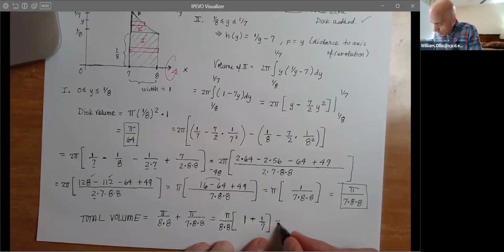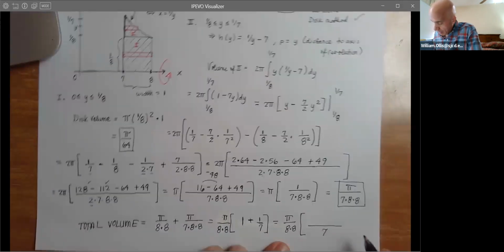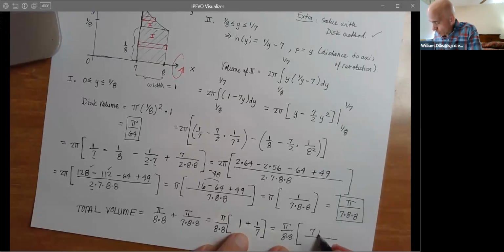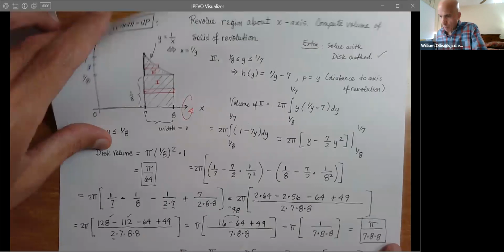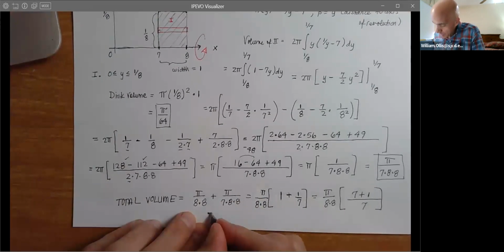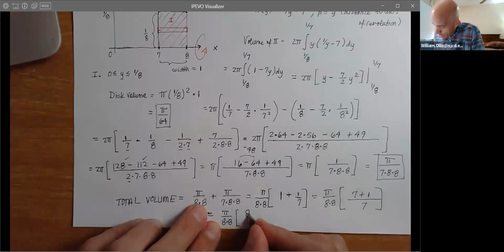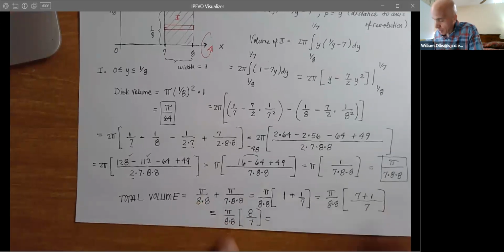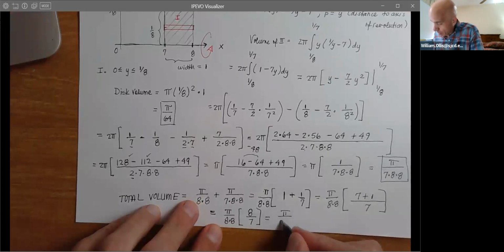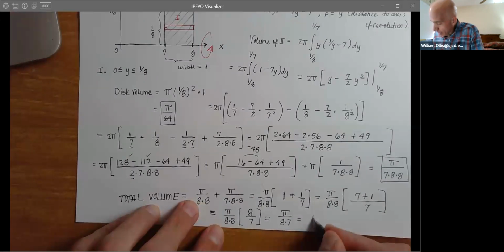It looks kind of weird, sorry. Pi over 8 times 8. Now get a common denominator of 7. And so this will be 7 plus 1. Sorry, let me move this up. So now you see the disk method's a lot easier. So pi, so 8 times 8, and that'll be 8 over 7. Now, of course, one of the 8's absorbs upstairs and downstairs, so that'll give us pi over 8 times 7, which is pi over 56.